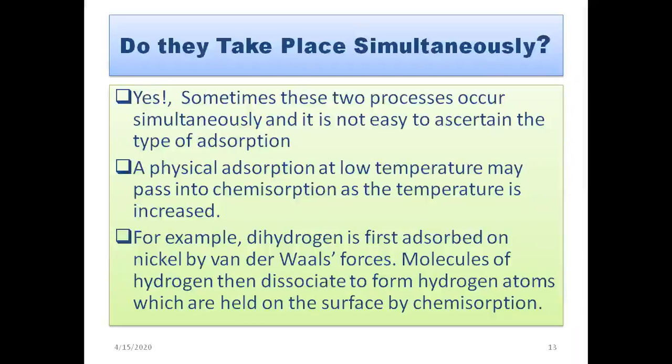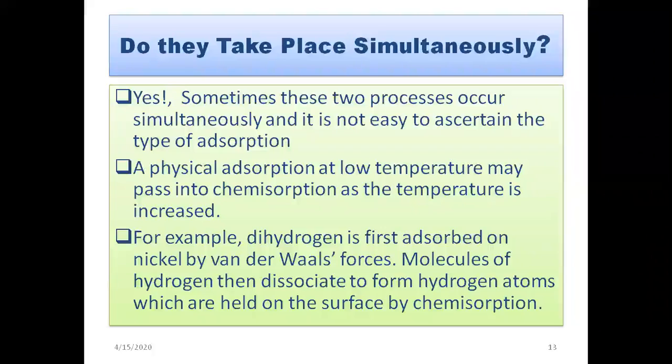Here the example is given as the Sabatier-Senderens process. What is that? Hydrogenation of oils into fats, where nickel is used as the catalyst. Here, at low temperature, nickel physically adsorbs the hydrogen. When you heat it, what will happen? The hydrogen gas converts into hydrogen atoms. These hydrogen atoms are attracted by nickel by a bond, maybe a covalent bond or polar covalent bond. So at high temperature, chemisorption takes place. At low temperature, physisorption takes place.